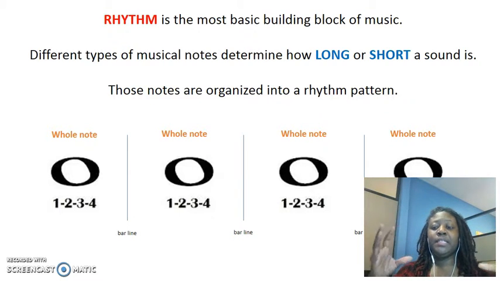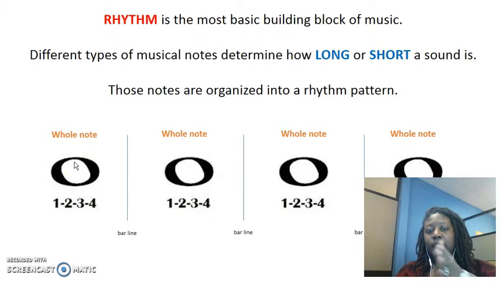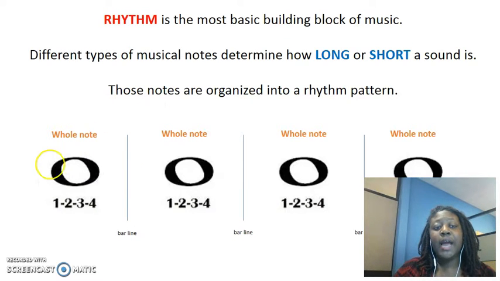It takes up the entire, we call this a measure, right? The space between bar lines. So the whole note takes up the entire measure, the entire space between each bar line. So it gets 4 beats. Nothing else can fit inside that measure.